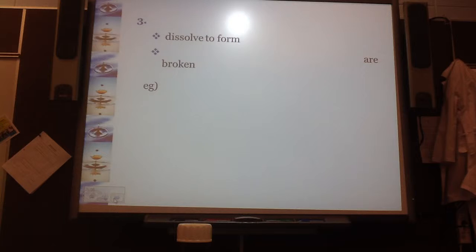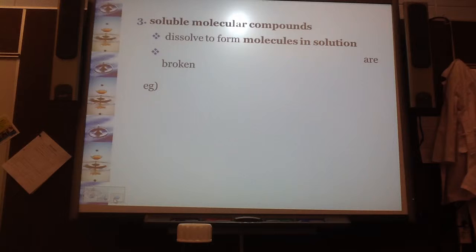The third one is soluble molecular compounds. They dissolve to form molecules in solution. How does that happen? Intermolecular forces are in our molecules: London dispersion, dipole-dipole, and hydrogen bonding. Those need to break first, and then they're able to dissolve.